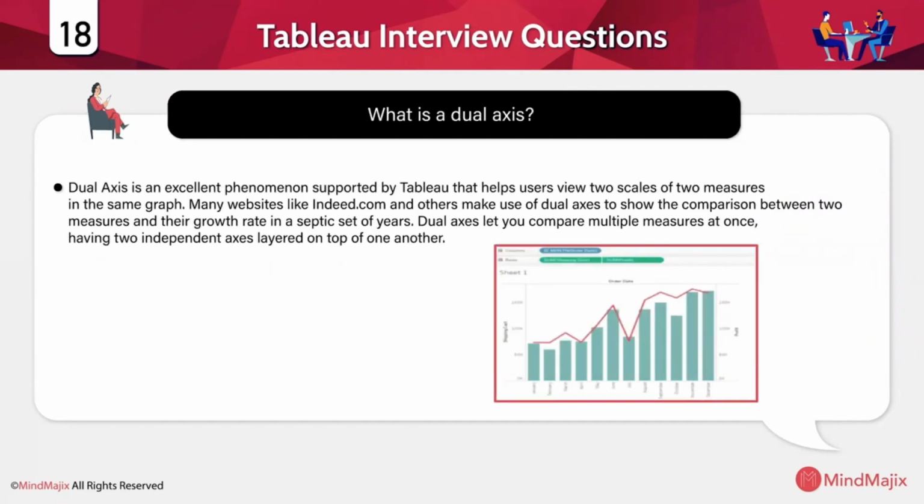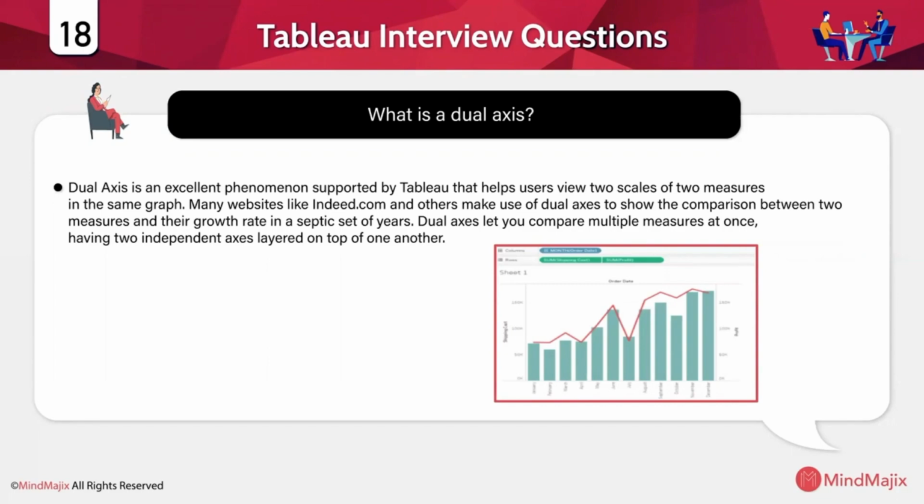Question number 18. What is the dual axis? Again, dual axis is a very important part when you go for a Tableau interview, because with a dual axis you have to consider two axes in a single chart. Dual axis is an excellent feature supported by Tableau that helps the user view two scales of two measures in the same graph.